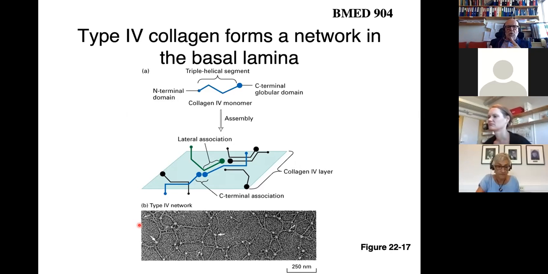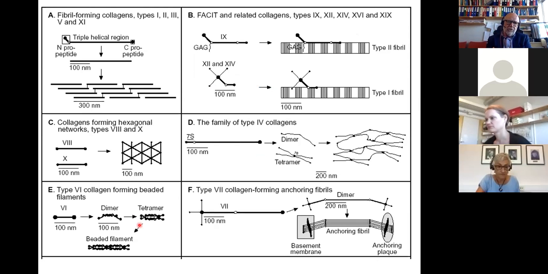But collagen type 4 has a triple helix that is interrupted by non-triple helical places 23 times. So 23 times along the triple helix, there is a chance for proteases to cleave. So a collagen type 4 network is sensitive to proteolysis.